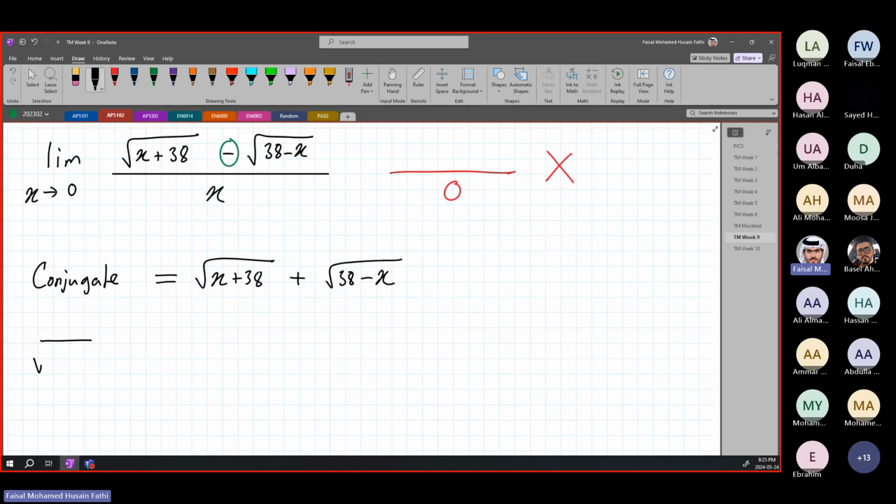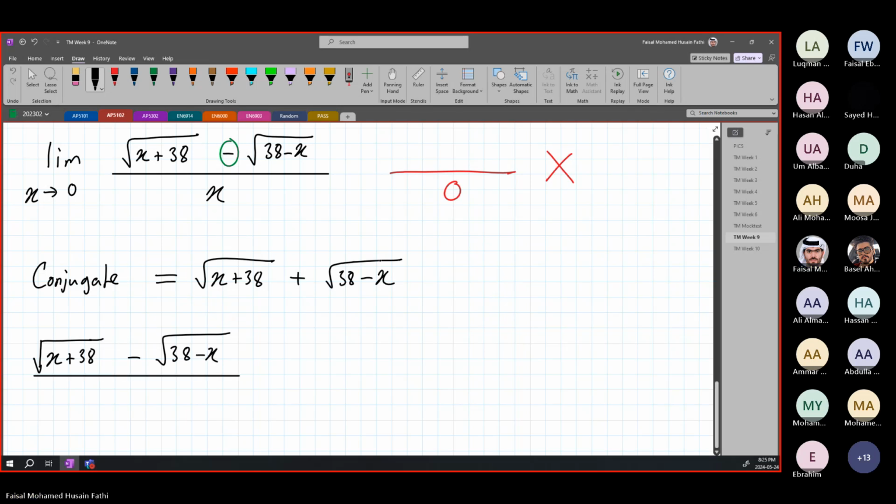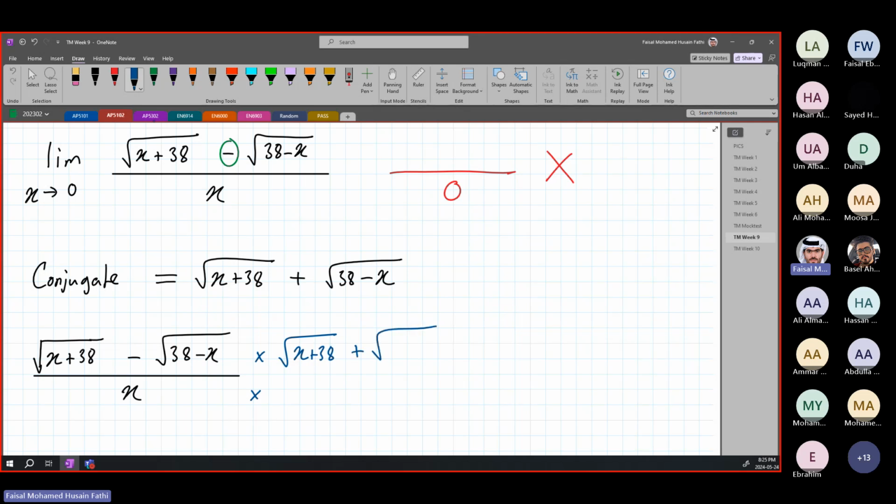So the equation is the square root of x plus 38 minus the square root of 38 minus x over x. And we multiply up and down with the conjugate, which is the square root of x plus 38 plus the square root of 38 minus x. All right, again, just remember the signs are opposite, over the same conjugate again, which is the square root of x plus 38 plus the square root of 38 minus x.